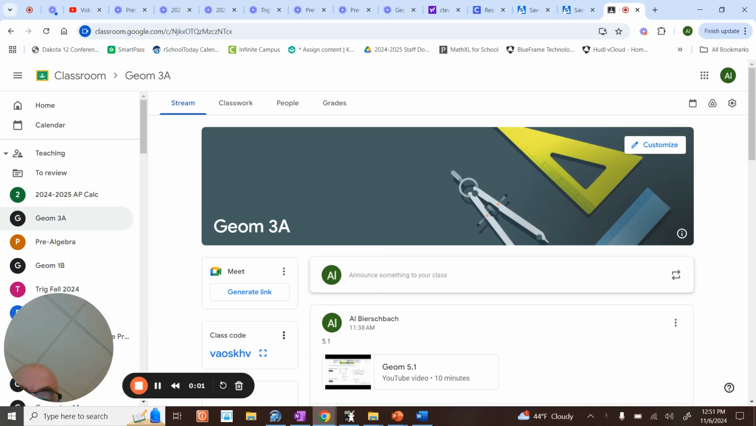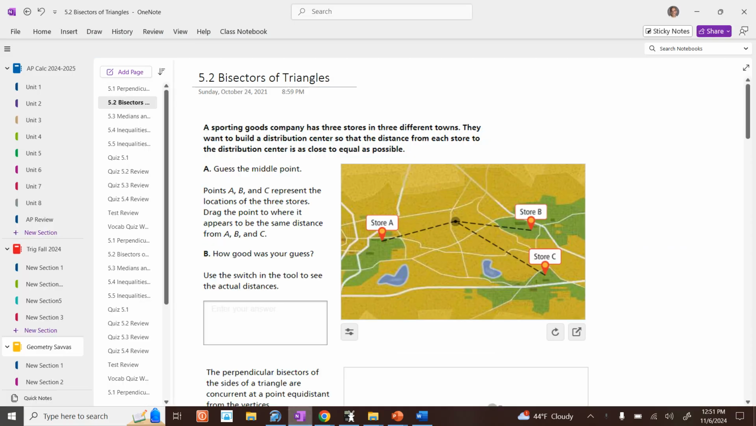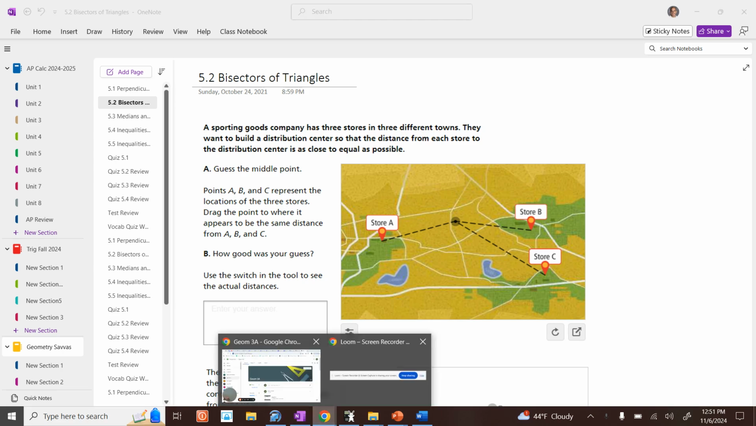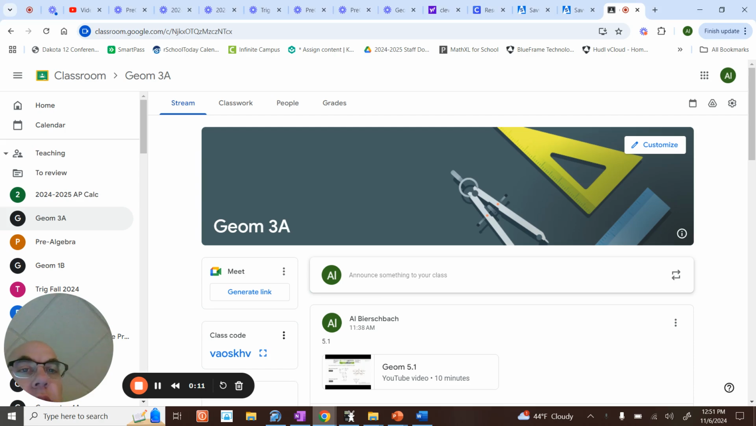All right, here we go. We're going to be working with bisectors in triangles. So I'm going to jump to here.